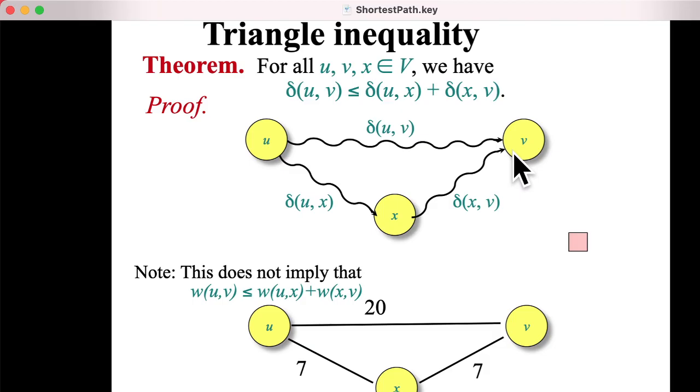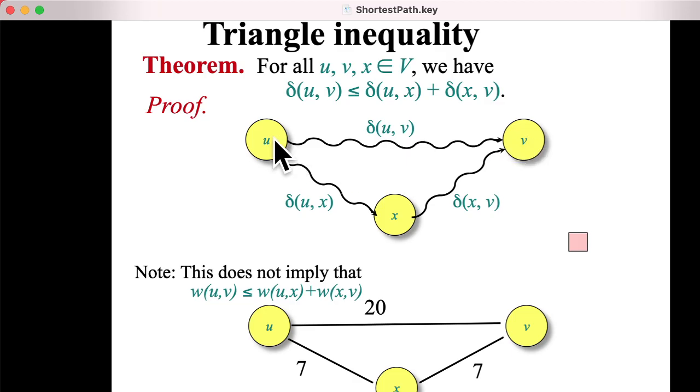Let's talk about the triangle inequality in the last remaining minute. Triangle inequality tells you that for every 3 vertices, U, V, and X, the distance from U to V, delta of U to V, is smaller or equal to the distance from U to X plus the distance from X to V.